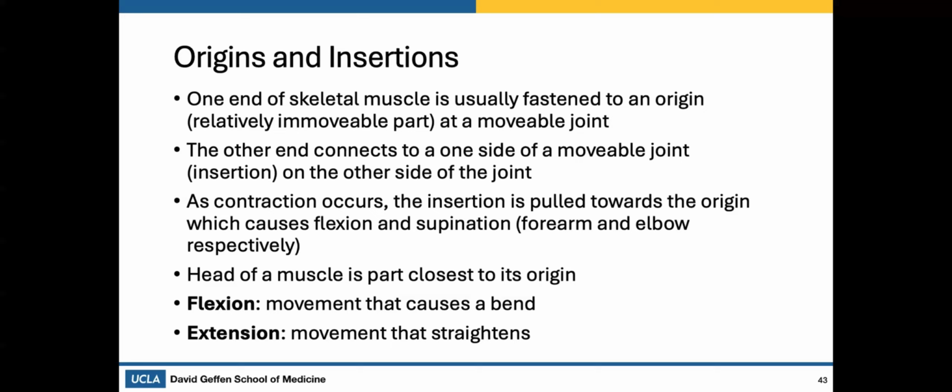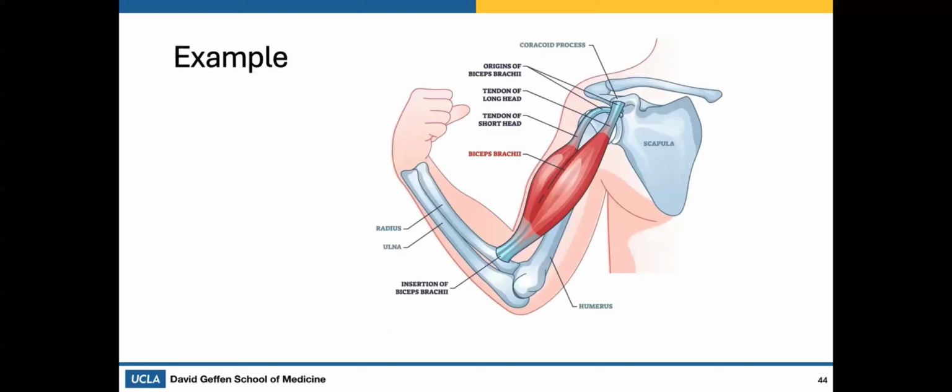Origins, for example, we'll use the biceps brachii as an example of an origin and an insertion. So the biceps brachii actually has two origins. There's the long head, which is the supraglenoid tubercle of the scapula, and the short head, the coracoid process of the scapula. The insertion is the radial tuberosity of the radius and the bicipital aponeurosis.